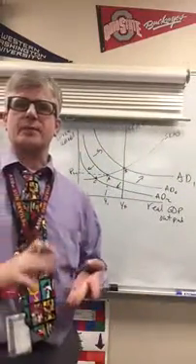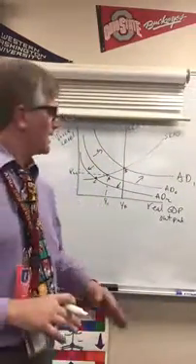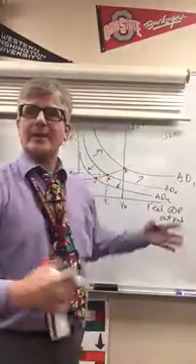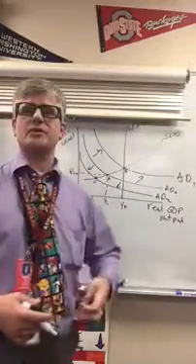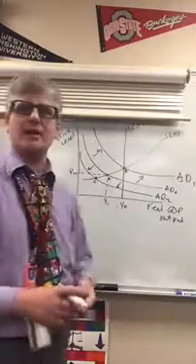So the shifters are C plus I plus G plus NX. And that is also the aggregate demand. So if you increase consumer spending, then aggregate demand shifts to the right. If you decrease it, it shifts to the left.